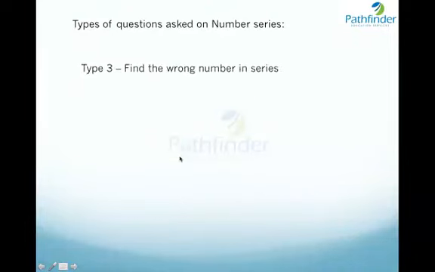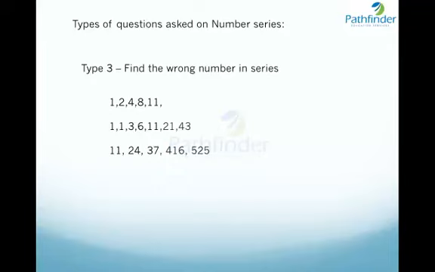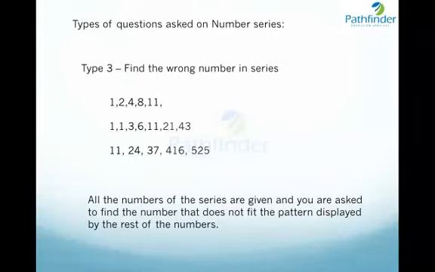Then type 3. In this you are again given a series as you can see on the screen, and you are given all the numbers in a series except that one of these numbers might be incorrect, which does not fit the pattern that is being displayed in all the other numbers. So you are required to identify the wrong number in the series.